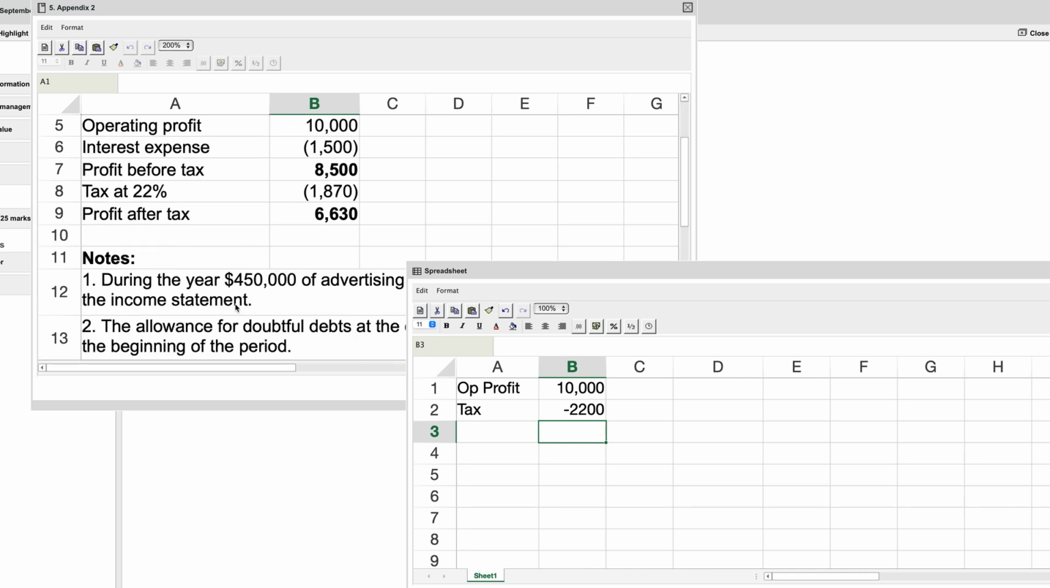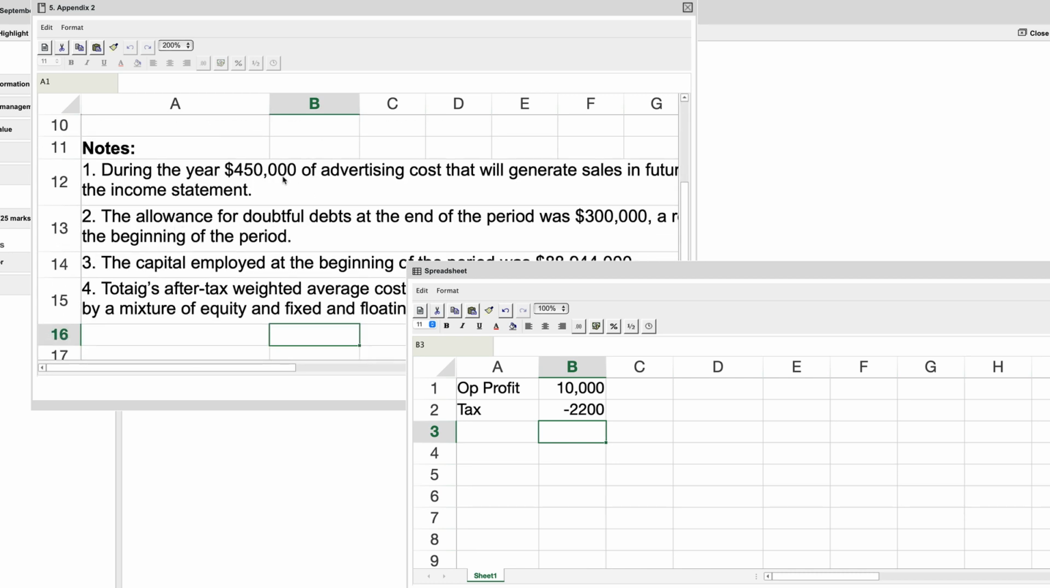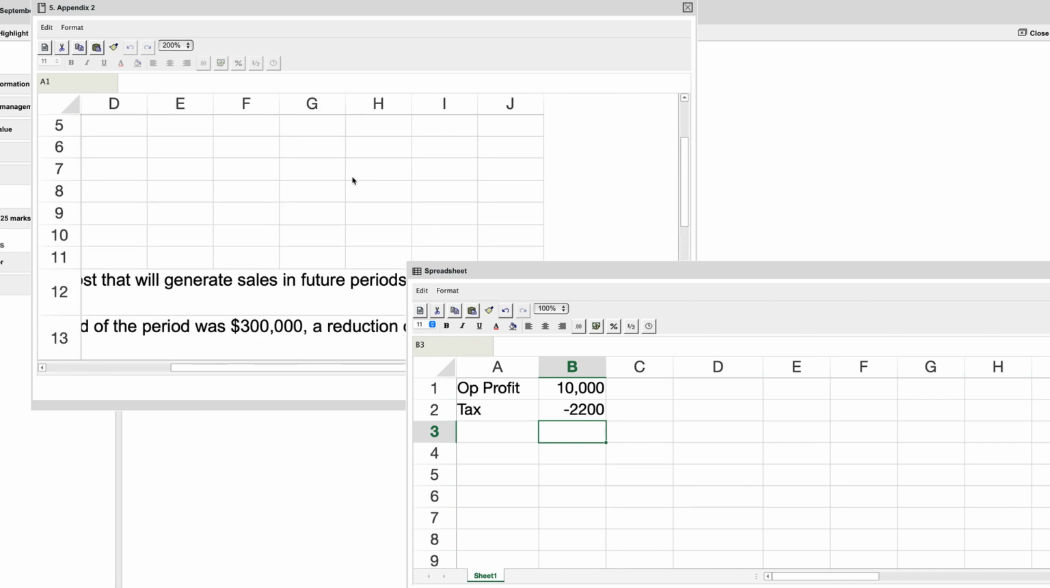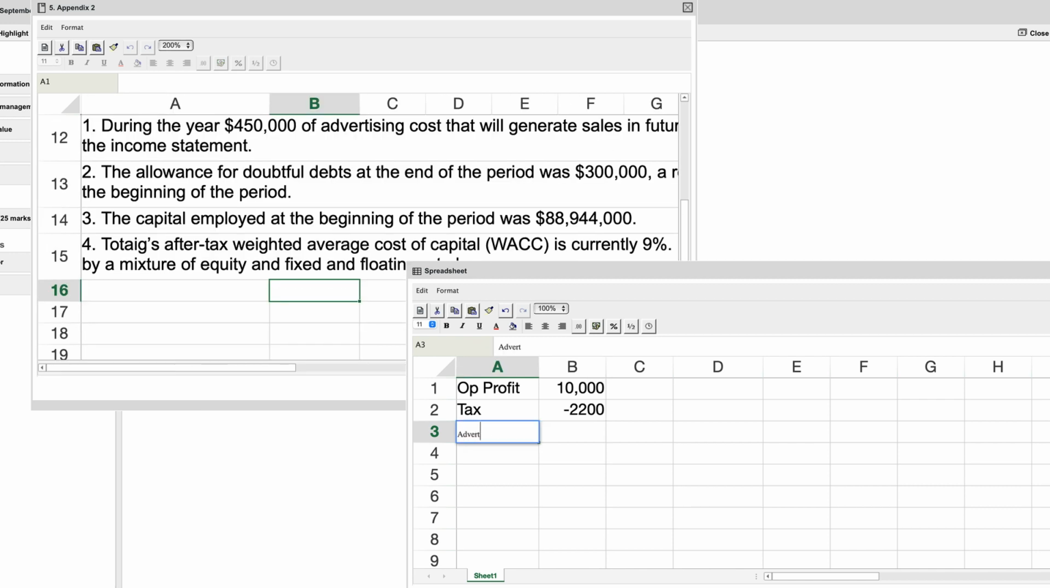So I now go and have a look at the notes. It says during the year, 450,000 of advertising costs that will generate sales in future is in the income statement. So hopefully you recognise the advertising cost is actually a positive to us. So it's not an expense. I'm going to add back 450. Now, I'm not going to add that onto net assets at the start of the year because this happened during the year. So that won't be added on until next year's calculation.